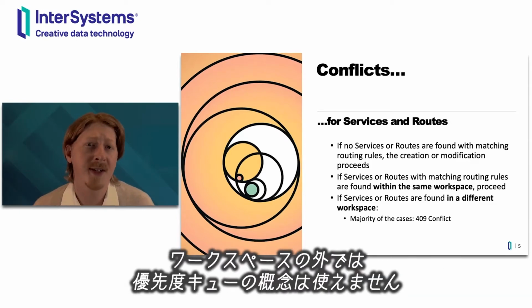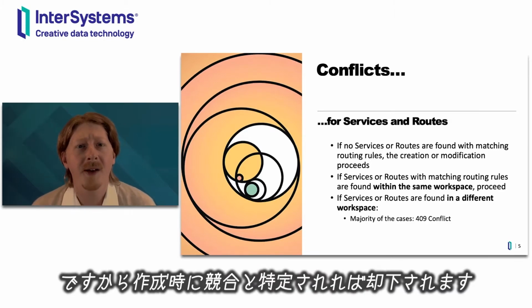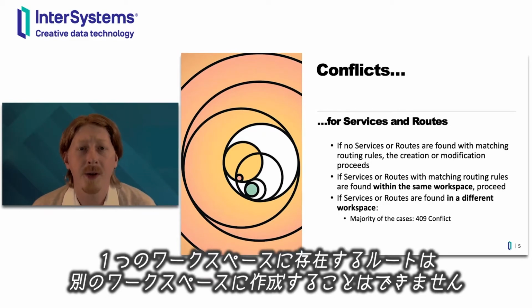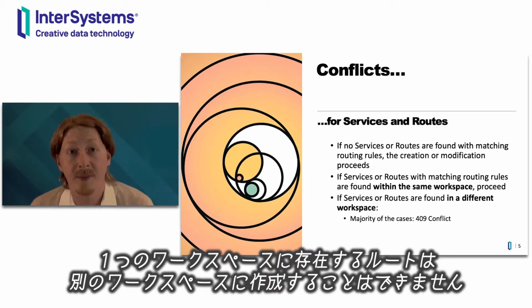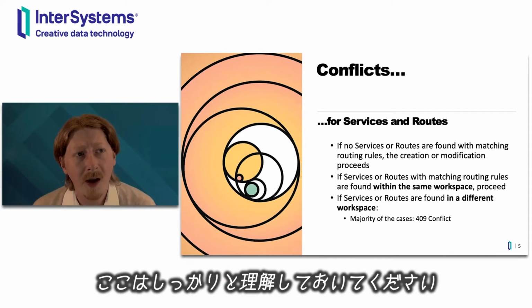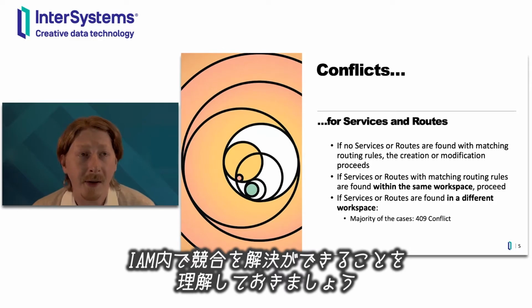Outside of workspaces, there is no such concept of a priority queue. And therefore, everything that looks like a conflict is just going to be denied at creation time. So I wouldn't be able to create a route /API in another workspace if it already exists in any other workspace, except the one that I'm in right now, just to avoid this ambiguity, right? So that's very important to understand.